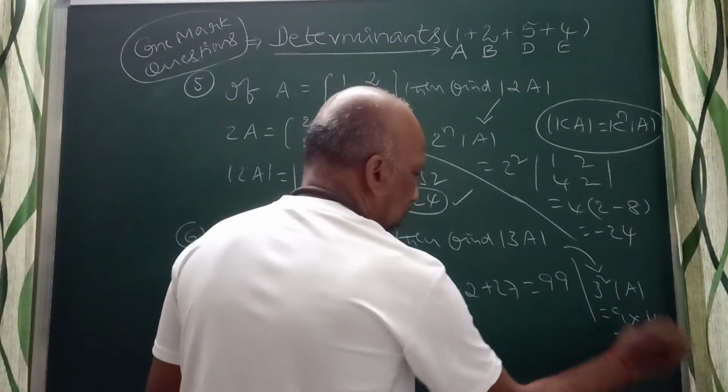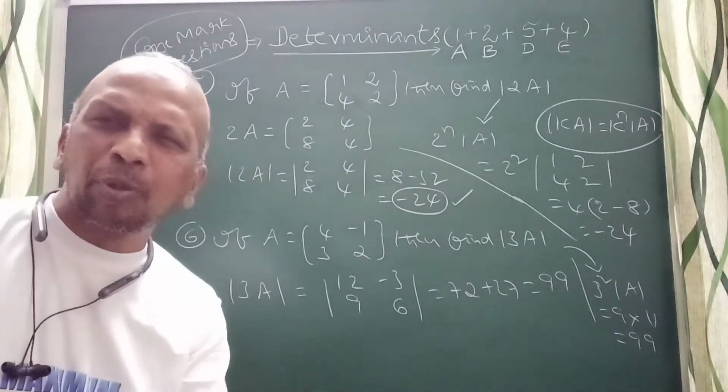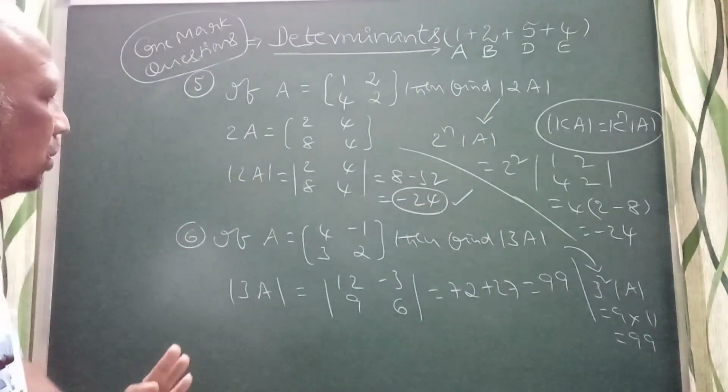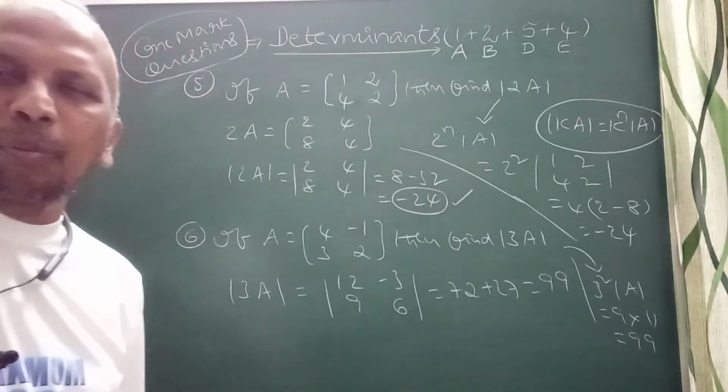So the answer is 99. Any one of the methods you can work out, this method or that method. Now I will explain the next problem.